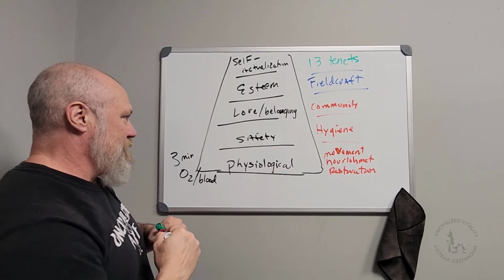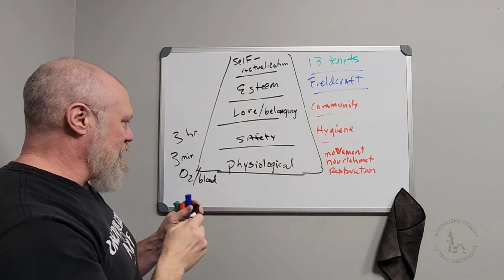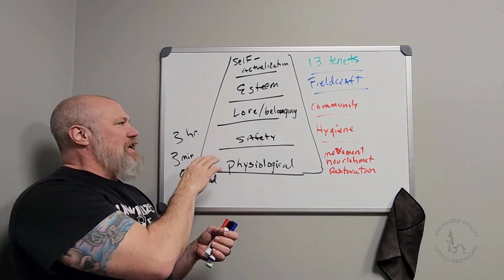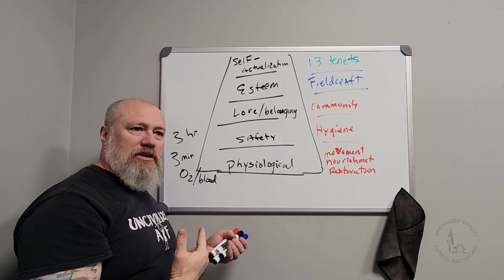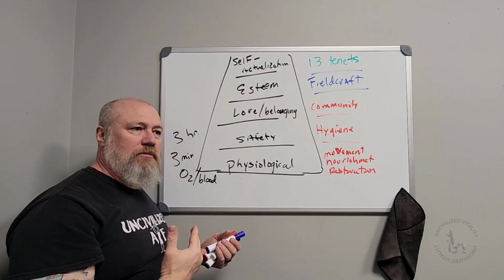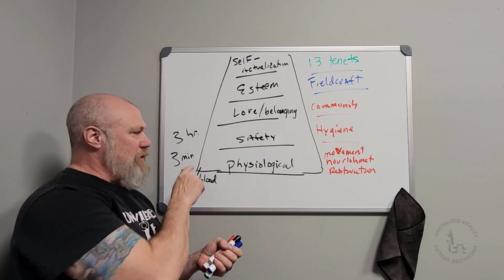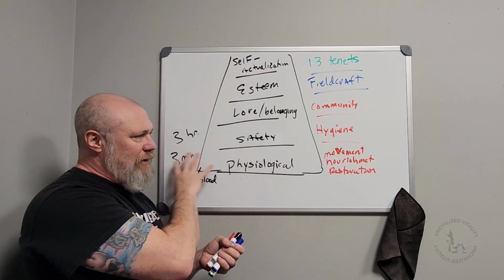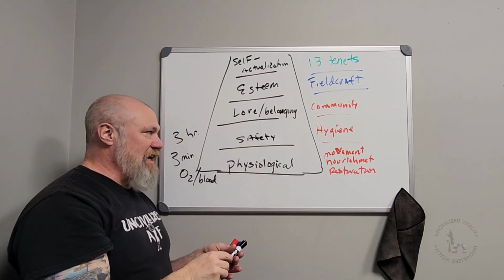Moving up to safety, we get the 3-hour rule. This is basically, and obviously there's some overlap, you've got about 3 hours to regulate your body temperature, to protect yourself from exposure, prevent shock. Those needs have to be met first. So you've got 3-minute type needs, and they'll kind of fall in line with your physiological needs, and 3-hour needs that fall in line with your safety.